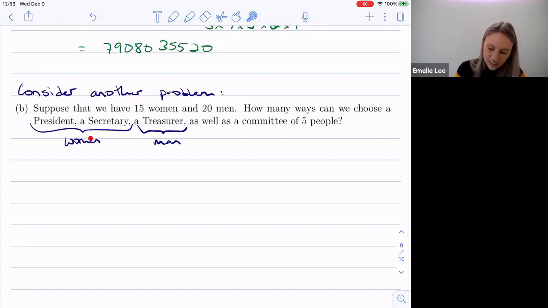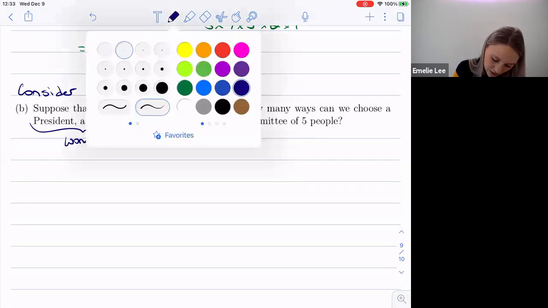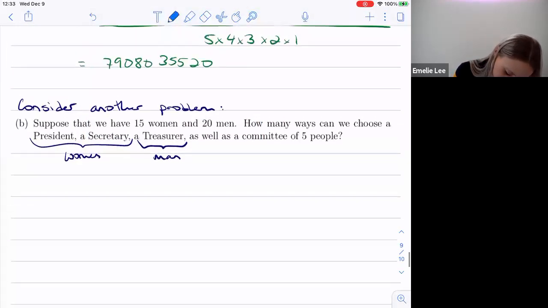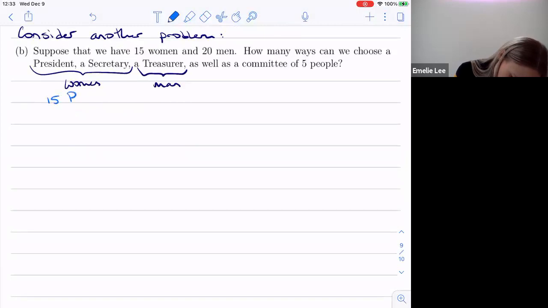So from 15, I have to pick a president and a secretary, right? But Jane being president and Sarah being secretary is different than Sarah being president and Jane being secretary, right? So the order matters here. And it changes because I only have 15 to choose from, right? And so what I have here is 15P2.